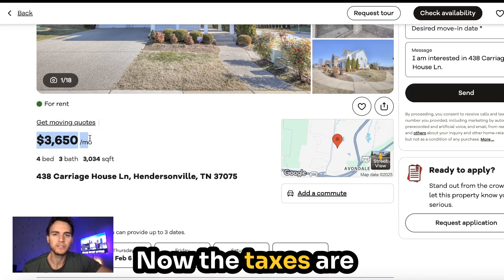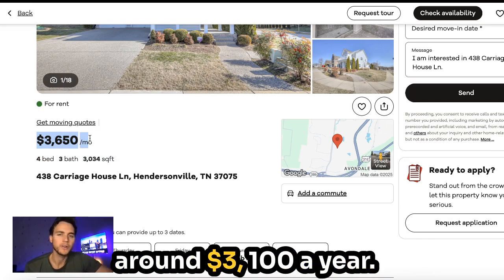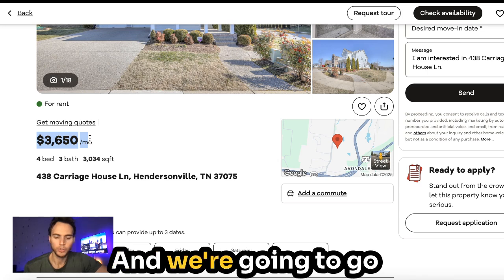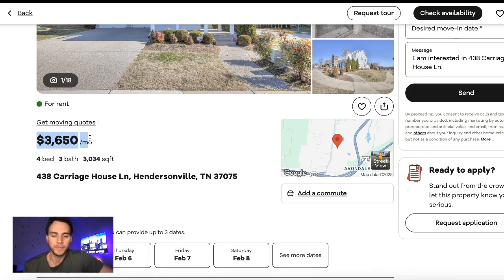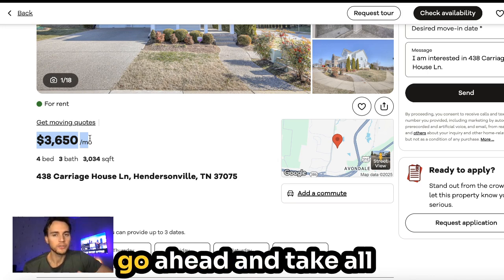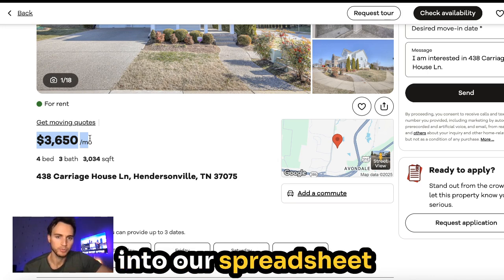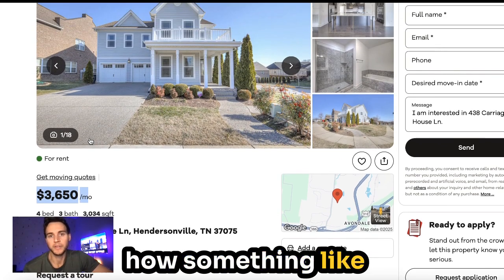Now the taxes are around $3,100 a year, and we're going to go ahead and estimate the insurance to be about $200 a month. Obviously there's some variables there, but let's go ahead and take all this information, put it into our spreadsheet, and just take a look at how something like this would cash flow.